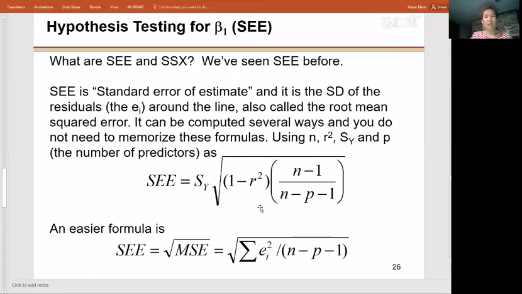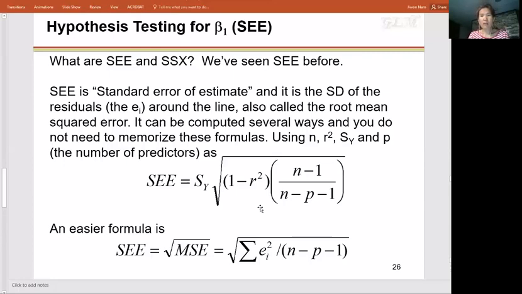What are SEE and SSX? SEE is the standard error of estimate, and it's the standard deviation of the residual around the line, the vertical line. It's also called the root mean square error. It can be computed several ways, so I provide the conceptual formula as well as the computational formula.